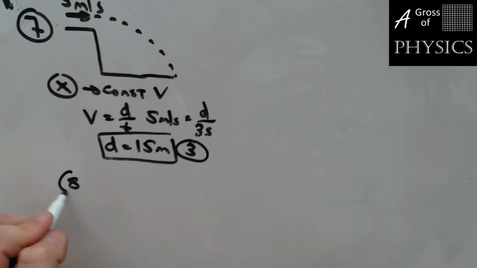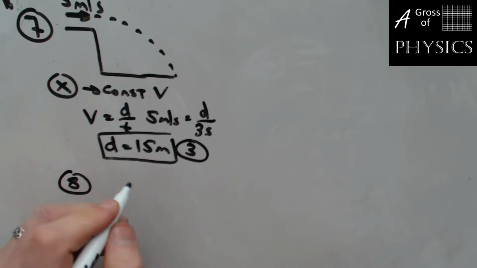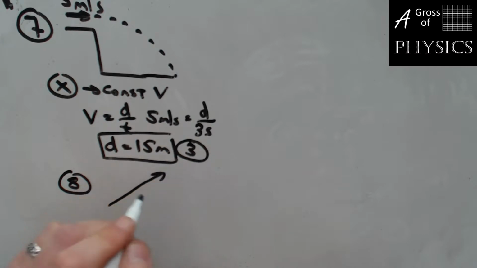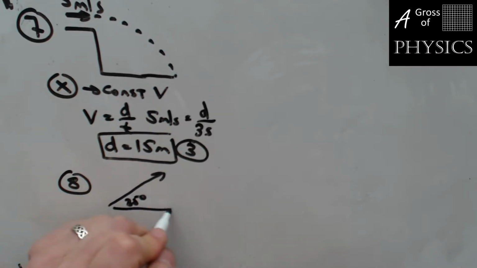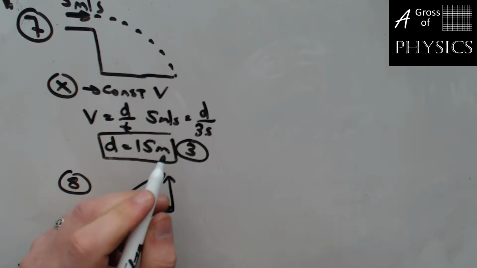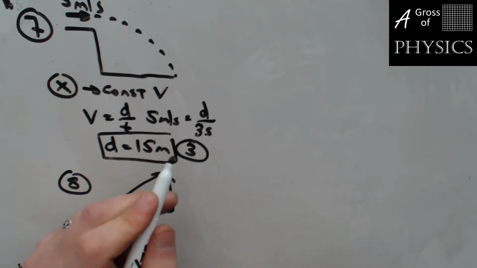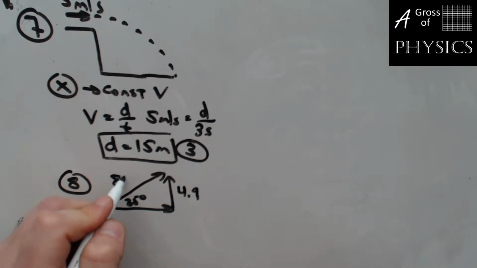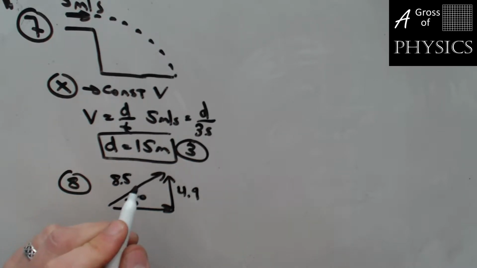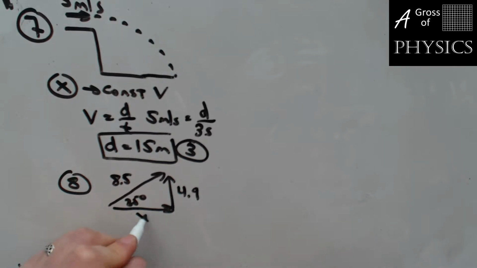All right, number 8. A child kicks a ball. We have an angle of 35 degrees. We have 4.9 in the y, and we have 8.5 on the diagonal. We want to find the horizontal component. So it's going to be 8.5 cos 35.